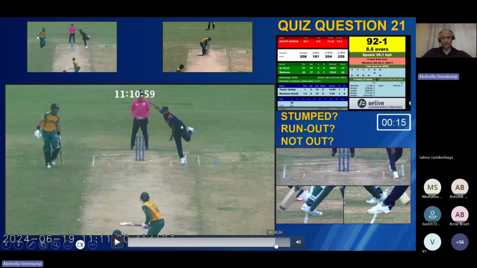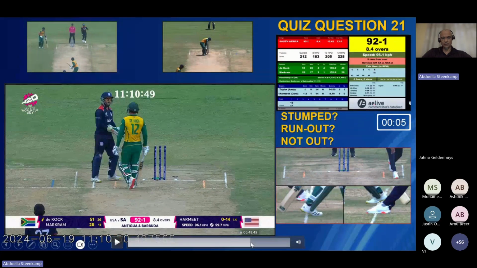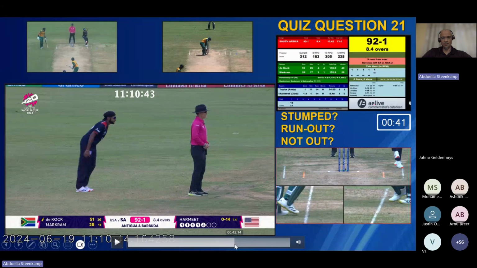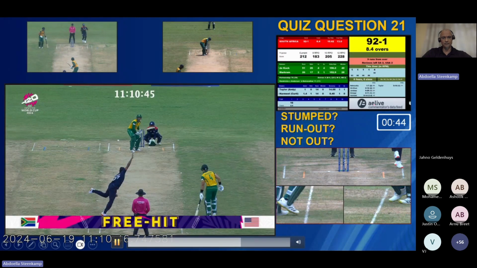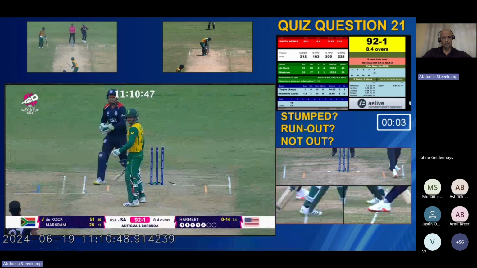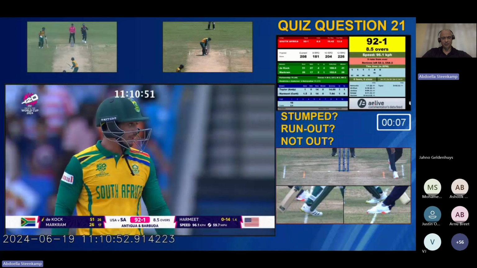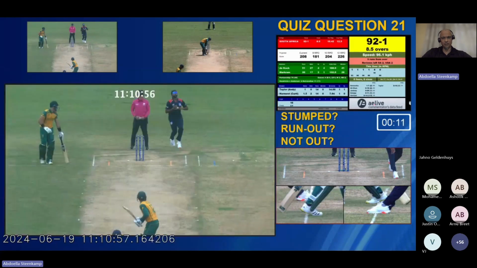I'll just play that last part again to see what Kuhn did on the free hit ball. I'll just play it again. Remember, let's say you were the TV umpire and it gets sent up to you to have a look. Have a look again. Look what Kuhn does. If you were the TV umpire and you had to make a call, would you say stumped, run out, or not out?